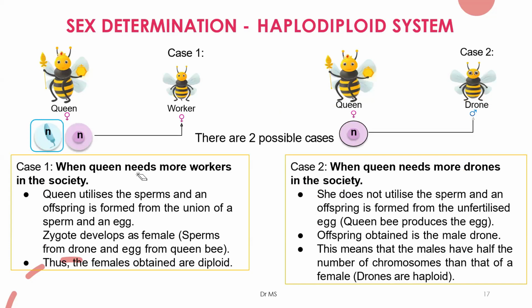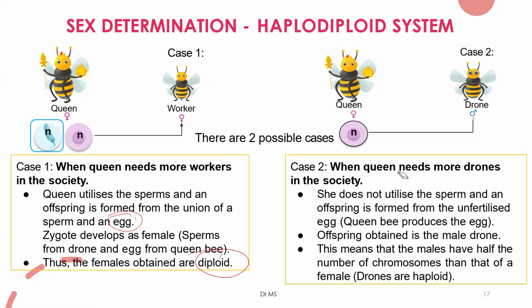One is when the queen needs more workers in the society. The queen utilizes the sperm, and the offspring is formed from the union of the sperm and egg. That is nothing but the fertilized egg, so a zygote will be developed. That zygote will turn out to be a female, which is diploid in nature.